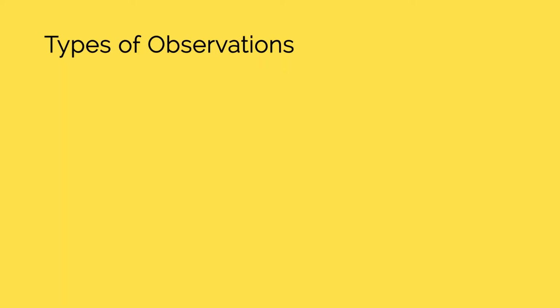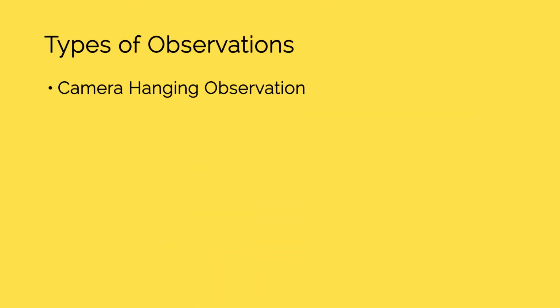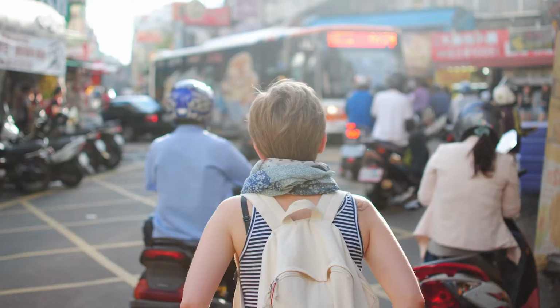There are different types of observations that you can conduct. One is a camera hanging observation, which is similar to having a CCTV or a camera up on the ceiling, observing people and how they move from a remote location. The next one is shadowing, where you follow one person and observe them while following them. You can ask them a few questions but without affecting them too much in terms of what they're doing in that particular day or session.